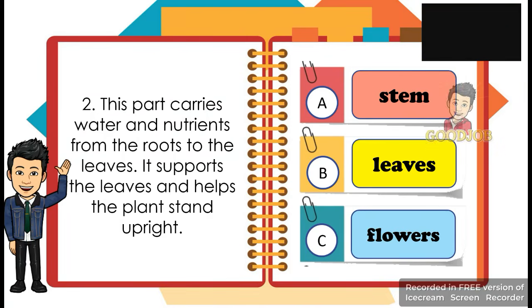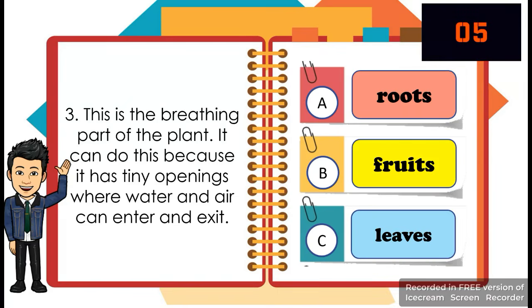The answer is stem. Number 3. This is the breathing part of the plant. It can do this because it has tiny openings where water and air can enter and exit. A. Roots. B. Fruits. C. Leaves.